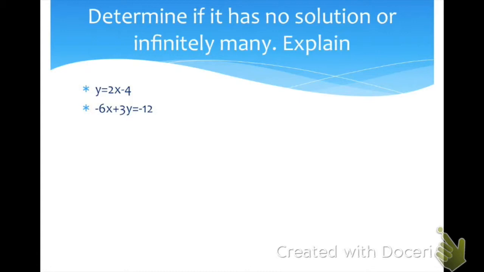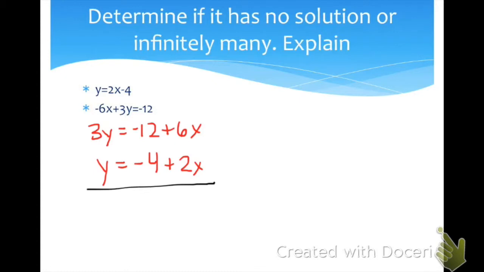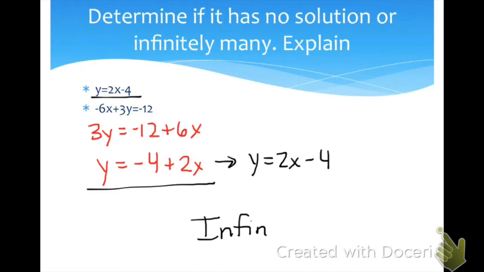Let's look at this one. y equals 2x minus 4. That one's already solved for y. Let me solve this one for y. And we would get 3y equals negative 12 plus 6x. Divide by 3, I'm going to get y equals negative 4 plus 2x. They're written oppositely, but we know that negative 4 plus 2x is the same as 2x minus 4. We could rewrite this and it would be y equals 2x minus 4 or plus negative 4. And so therefore these are the exact same lines, so we would write infinitely many solutions.